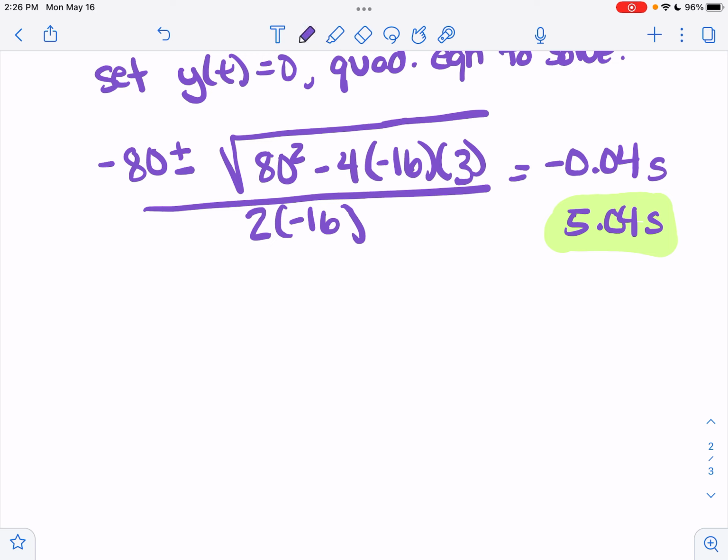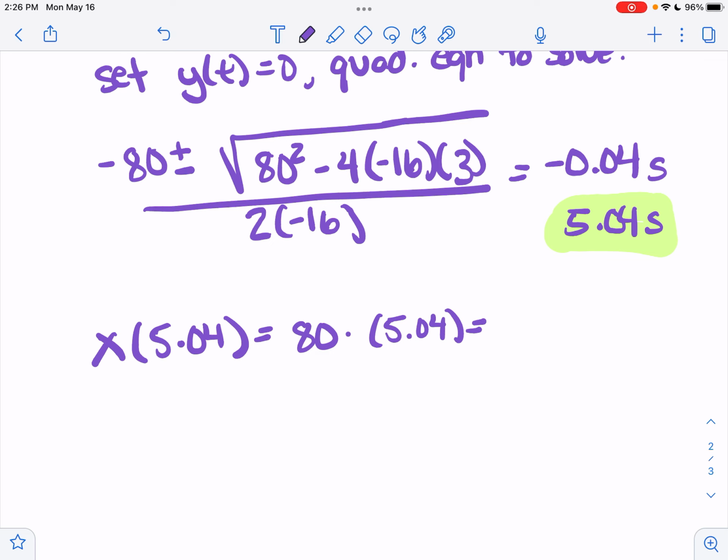But the question says, how far does it go? So we evaluate x at 5.04 seconds, and that's 80 times 5.04, and we see that it has gone 403 feet. So there it is. That's the horizontal distance at the time when the vertical height is 0, and that's the answer to part B. So there we go.